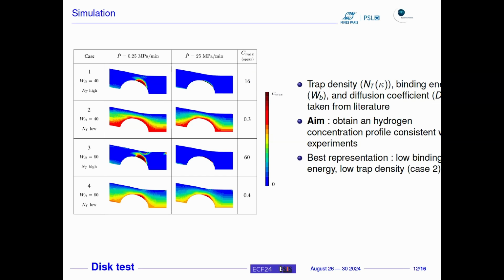trap density is lower. And even better, that's our interpretation, when we take a relatively low 40 kilojoules per mole, a relatively low binding energy. But it's a very odd way to fit binding energy and trap density by doing mechanical tests. We should be able to measure them directly.